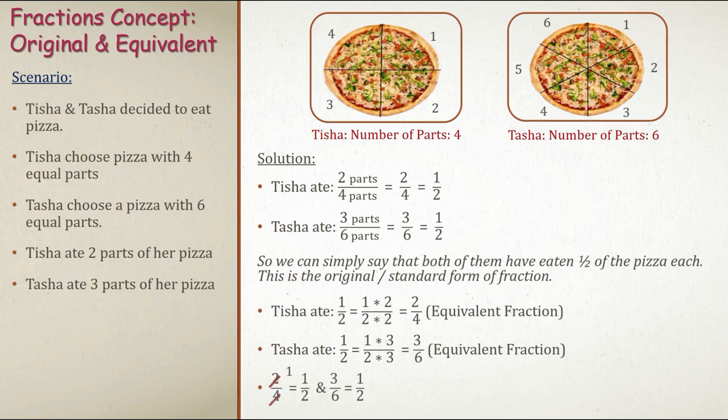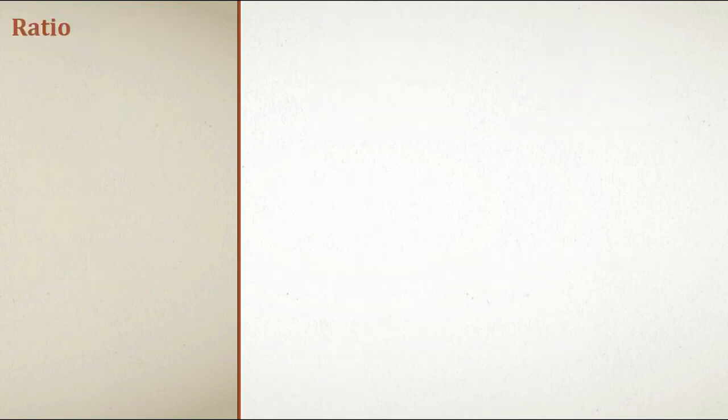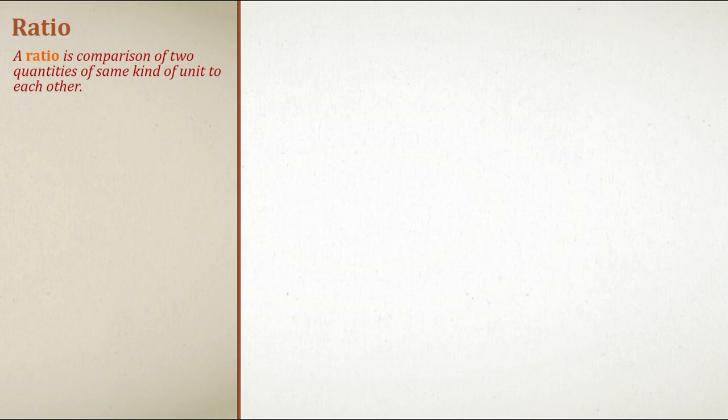So 2 by 4 is nothing but it is equal to half, and 3 by 6 is also equal to half. Now coming to ratio. A ratio is comparison of two quantities of same kind of unit to each other. Very important, same kind of unit. So you cannot have a ratio of liters to kilograms. The unit should remain the same. It is the ratio of one quantity to another.